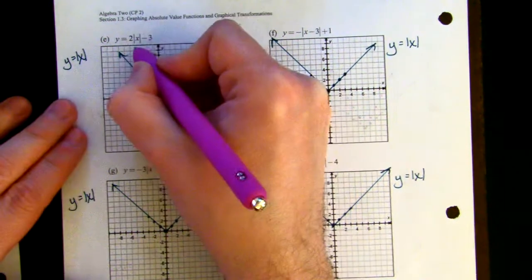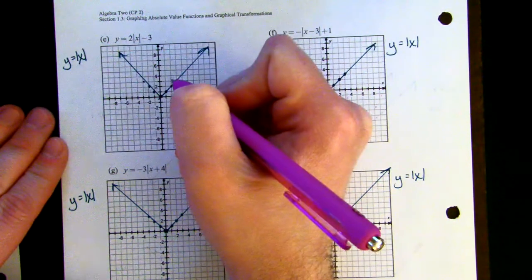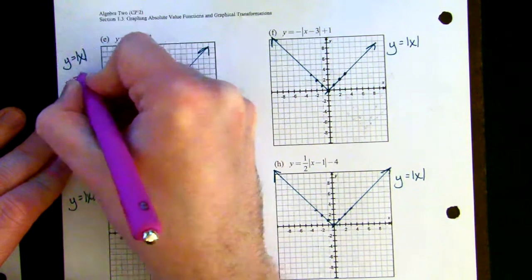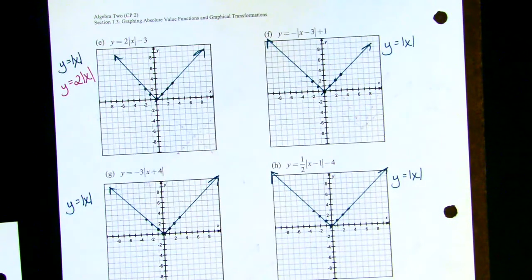Well, I think if I was plugging in something here, I took the absolute value, I would next multiply it by 2. Because of that, that's the next transformation I need to do. I need to go do y equals 2 times the absolute value of x. Well, you know what that means. That means multiply your y values by 2. Take a moment and do that.